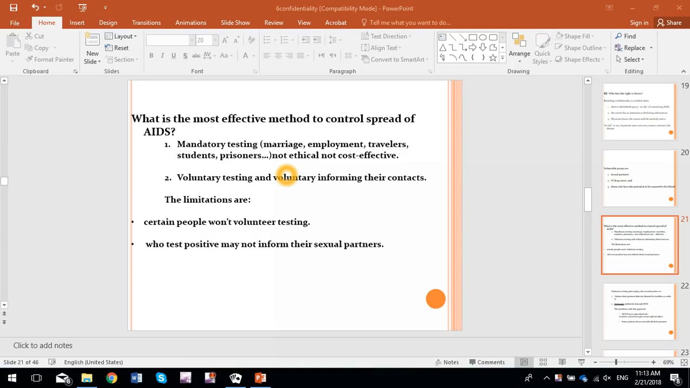Now, since the appearance of AIDS, several methods were used to prevent the spread of the disease. At first, they started by saying that everyone has to be subjected to mandatory testing. Mandatory means by force. Like in marriage, he has to be examined for HIV, during employment, those travelers, students when entering school or the university, prisoners, and the like. But it was found that it is not ethical and not cost effective.